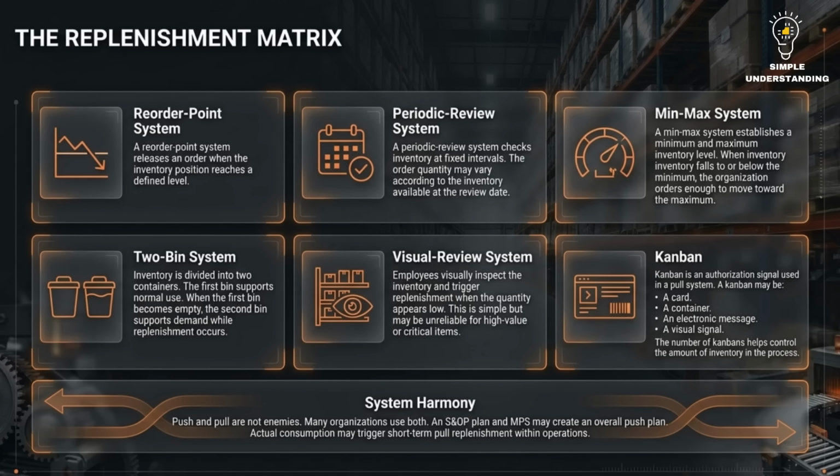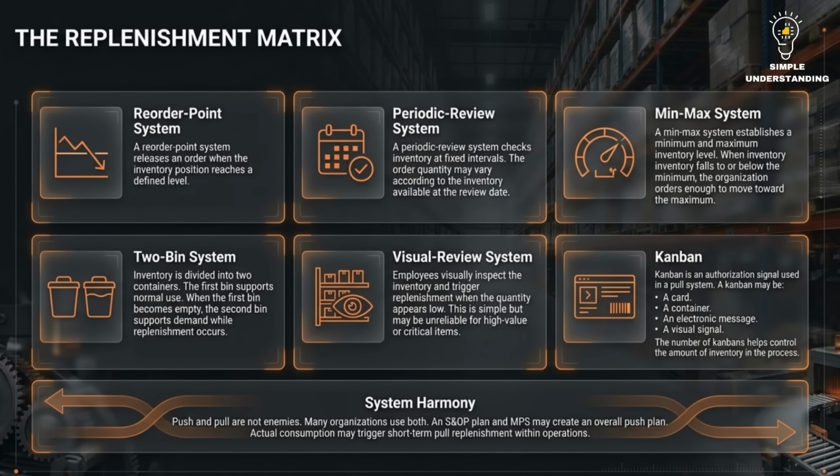Two-bin system. Inventory is divided into 2 containers. The first bin supports normal use. When the first bin becomes empty, the second bin supports demand while replenishment occurs. Visual review system. Employees visually inspect the inventory and trigger replenishment when the quantity appears low. This is simple, but may be unreliable for high-value or critical items.